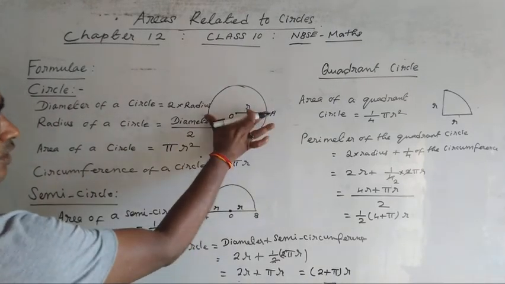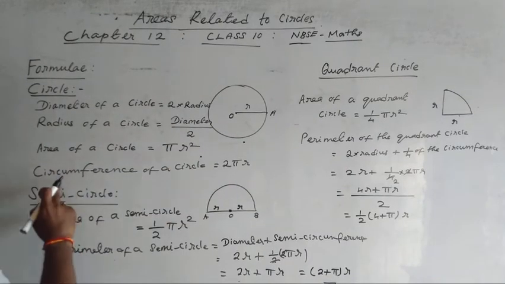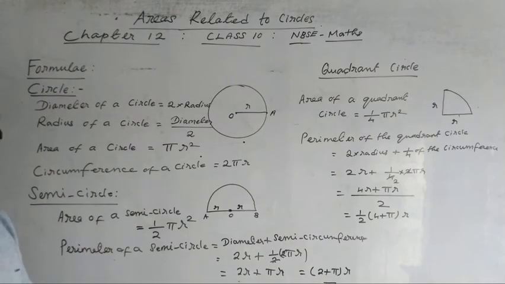Half of the diameter is the radius. So area of the circle is pi r squared. And circumference of the circle is 2 pi r. We learned all this in class 9.